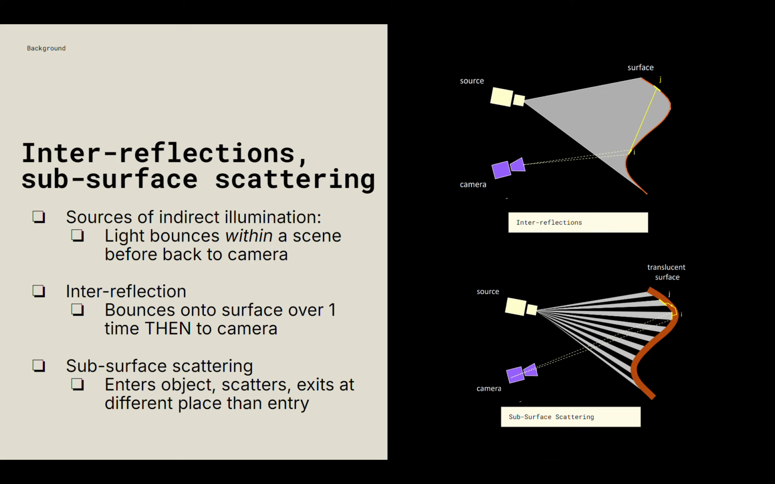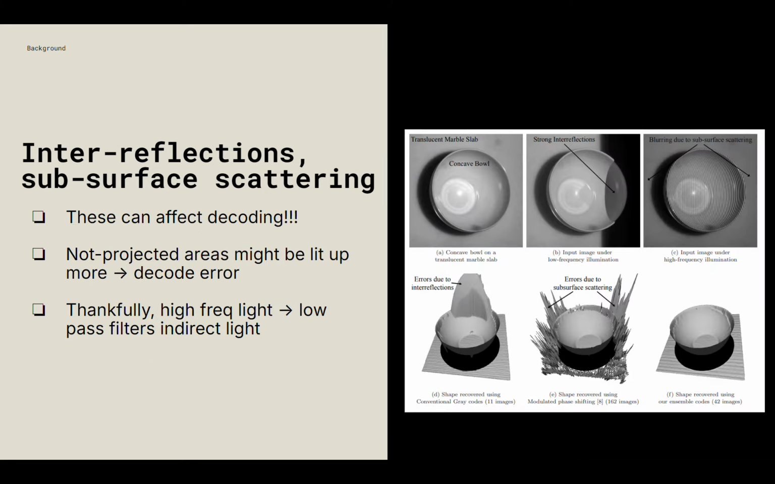Something that we don't really talk about too much unless it shows up, of course, in their non-ideal model is indirect illumination. One instance is interreflections, where light will bounce within a scene before getting back to the camera. It's not just to the scene and then back. The other circumstance is subsurface scattering, where light will enter an object, bounce around within it, and then exit and hit the camera at a different point than where it entered from. And these things can really affect the decoding process with typically binary or gray code strips.